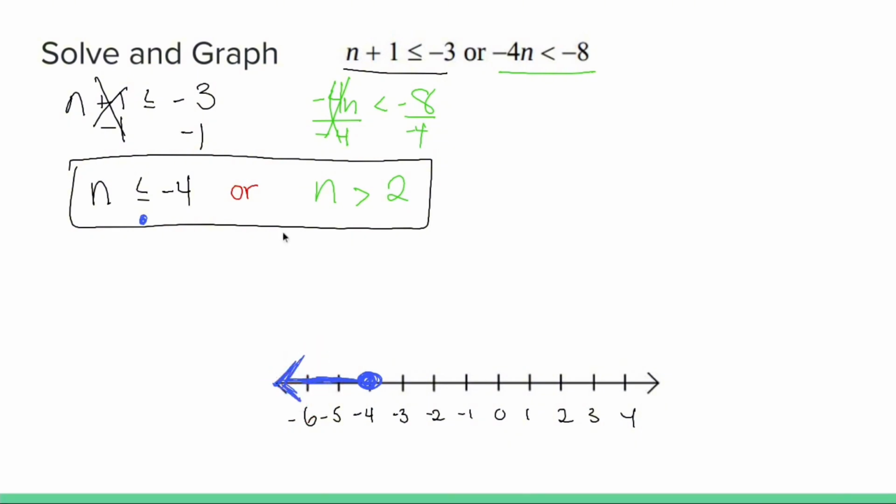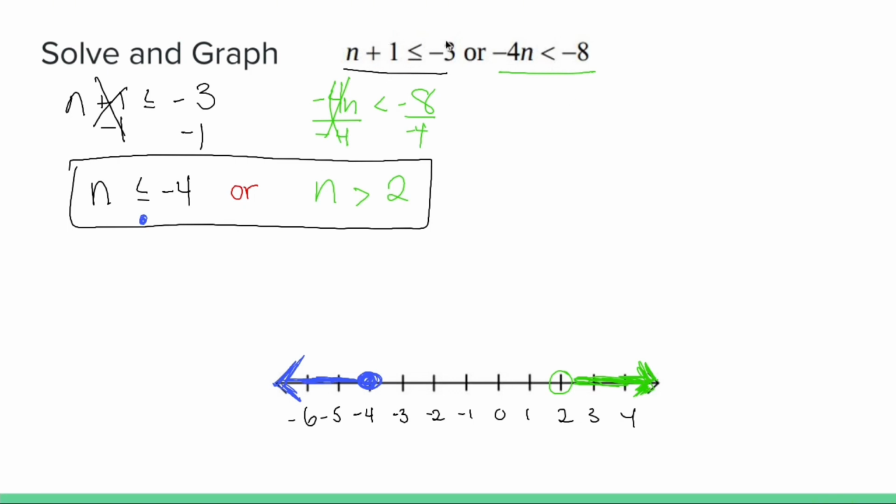Since you're already green, I'll keep it green. n is greater than 2 means you don't fill in the circle at 2, and you shade to the right. Now, these shadings mean that if I pick any of these numbers, that will satisfy the answer up here. And since this is or, like, this green one came from this guy.